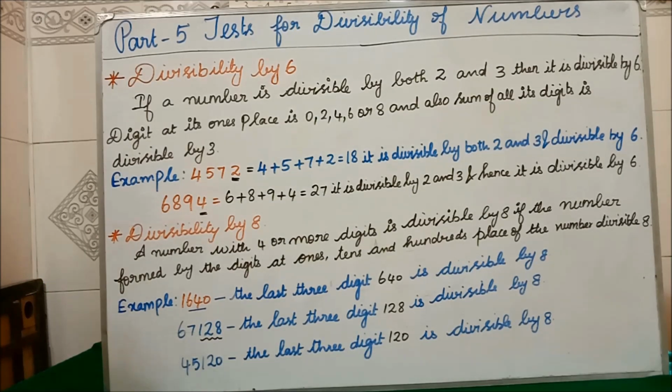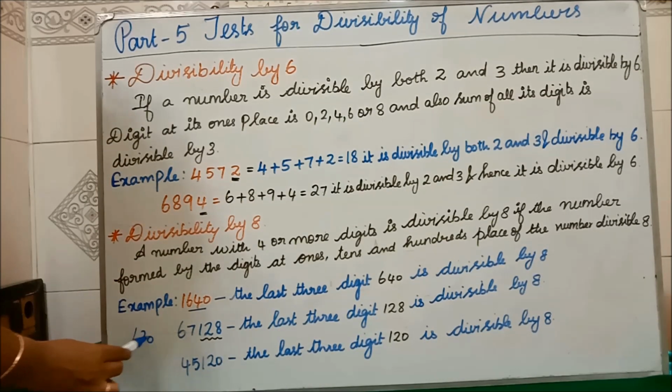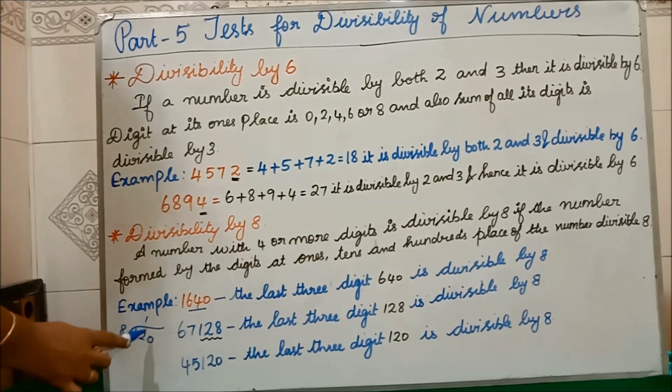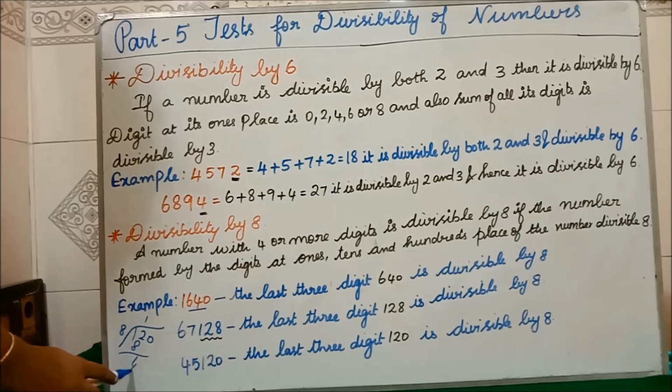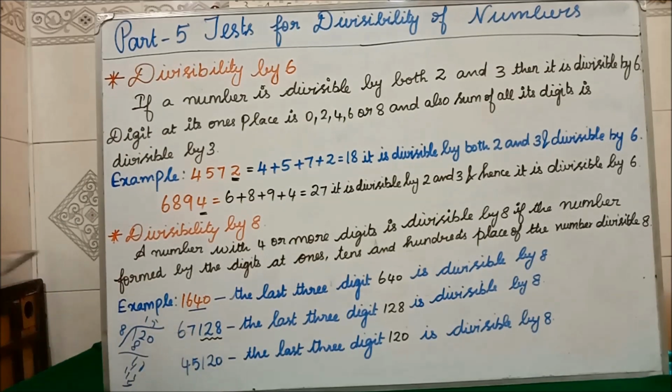Clear? Similarly, 45,120. You divide separately, you divide and see 120. So when you are dividing 120 by 8, what will you get? 8, 1 8 is 8. Remaining how much will you get? 4. So 5 8s are 40. So it is dividing exactly. So 120 is dividing exactly by 8. Therefore 45,120 is divisible by 8.